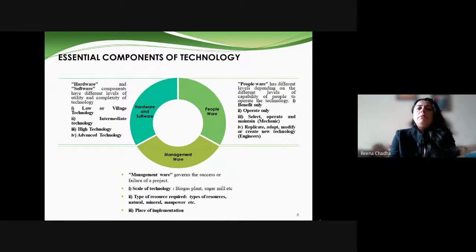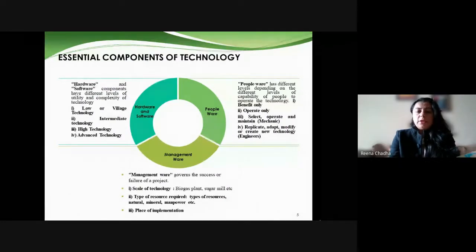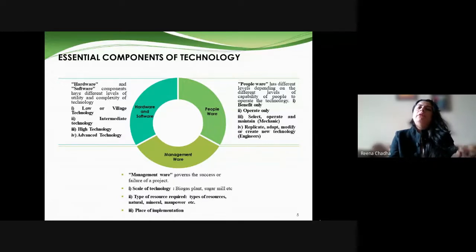So essential components of technology, there are three essential components. One is hardware or software, managementware or peopleware. So either any kind of technology will be having some hardware, or it will be having some software. If it is an IT related product, then it will be like our mobile apps or service providers, which we are having through Zomato or Swiggy or Uber. So these are also kind of technological innovations where transportation is made easier.